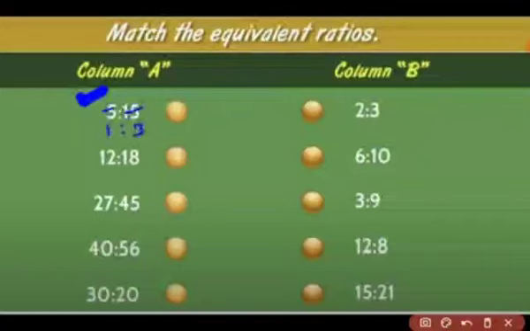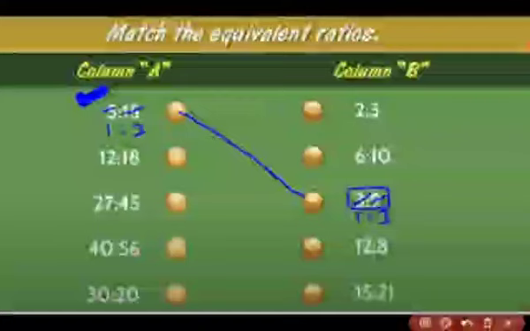It will be 1:3. So which one can I match with it? This one, 3 ones is 3, 3 threes is 9. So these two ratios are matching. When you convert this into lowest form, I get 1:3. Similarly, try to do all these.